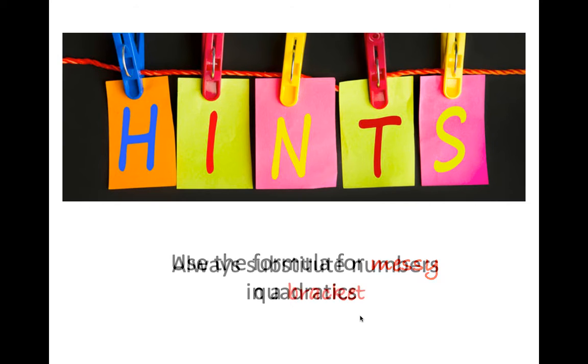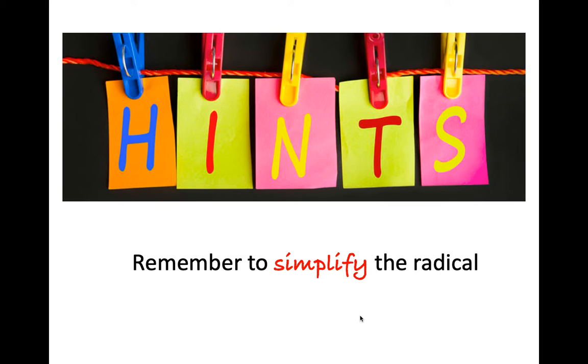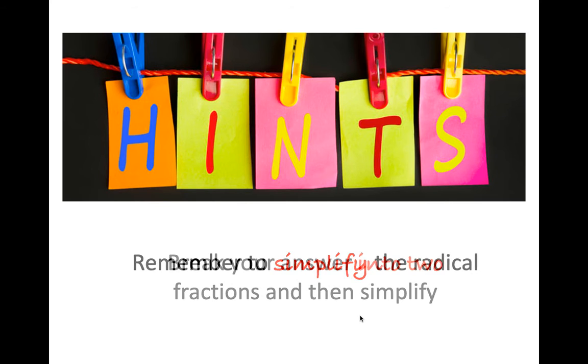Jump into the quadratic formula. When you substitute the numbers in, always put them in a bracket. It sort of keeps them safe until you have a chance to figure out whether they're positive or negative. Remember at the very end that you're going to have to simplify the radical. The thing under the square root sign is going to have to be simplified. So always take time to do that.